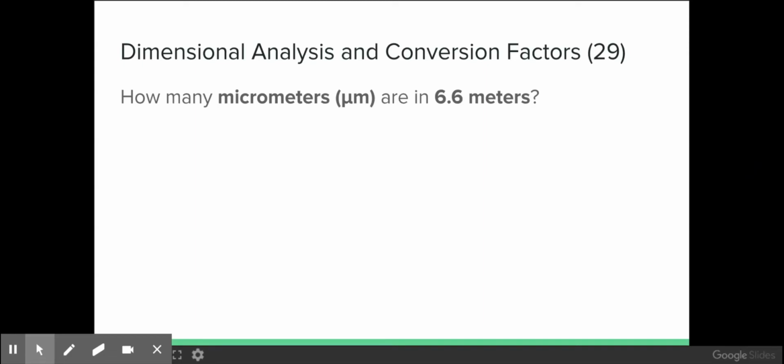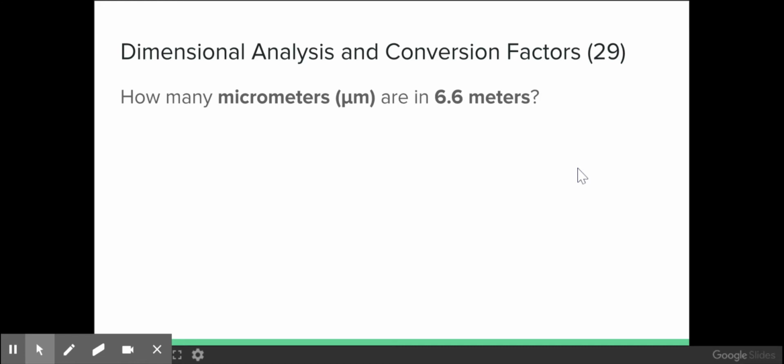The last thing that we're going to cover here in Unit 2 is how we move back and forth between different units of measurement using what's called dimensional analysis. The example that we're going to use here is if we wanted to convert from 6.6 meters into micrometers.